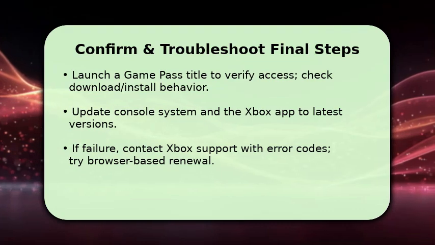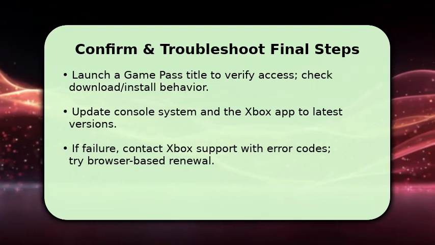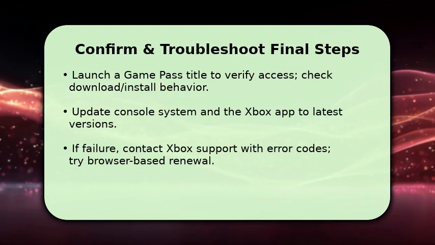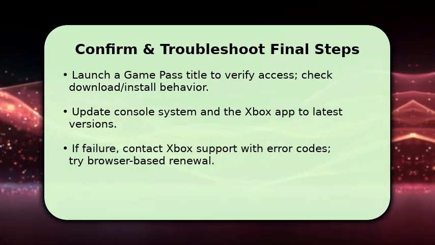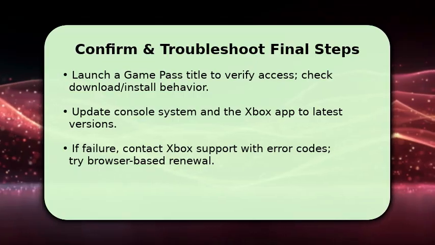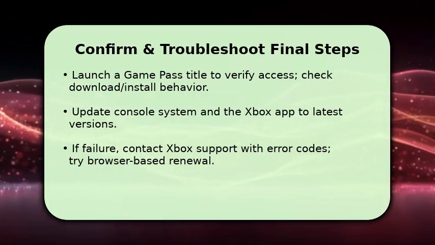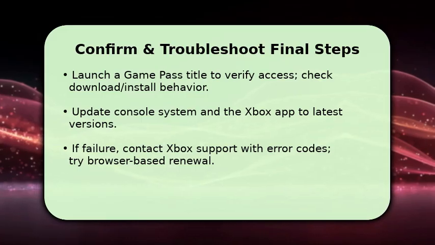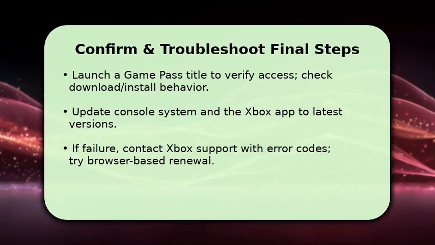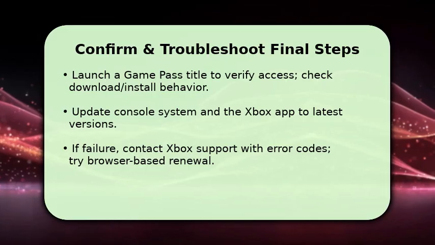You finish by launching a Game Pass game to confirm access and ensure download start. That practical test proves the subscription is active. Make sure your console and Xbox app are up to date so entitlement checks work correctly, and sign out/in if needed. If access still fails, capture any error code and contact Xbox support for account-level fixes.